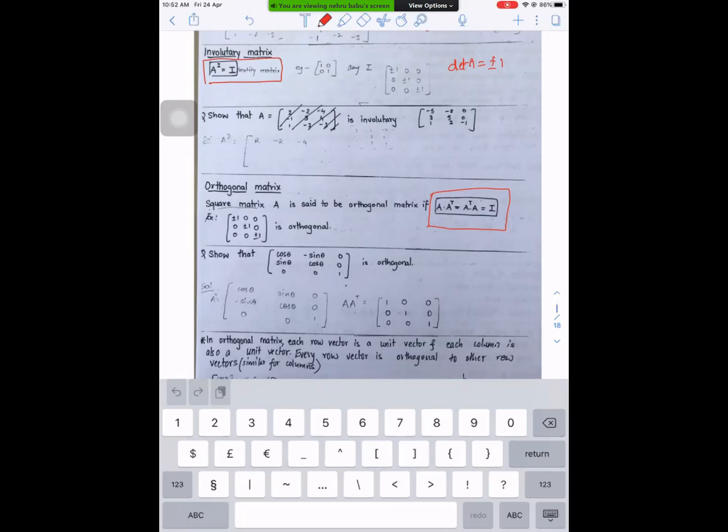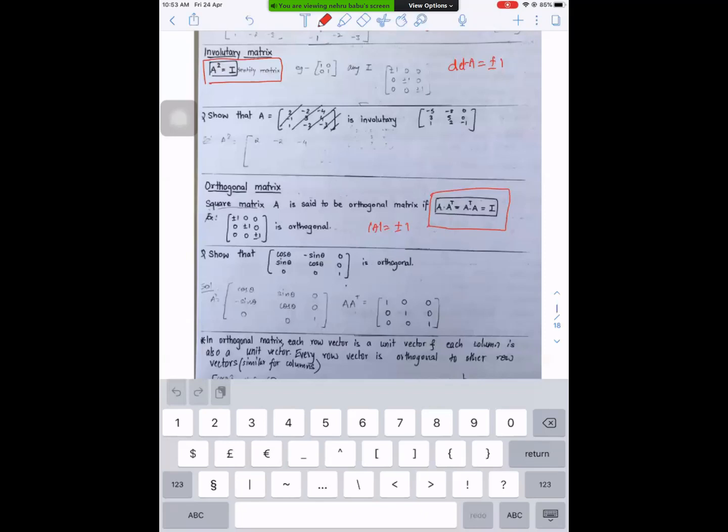And what is the det of an orthogonal matrix? Det A is plus or minus 1. Because if you take det both sides, det A into det A transpose equals 1 will come, which is the same as det A whole square equals 1. So from that, det A equals plus or minus 1 in an orthogonal matrix.